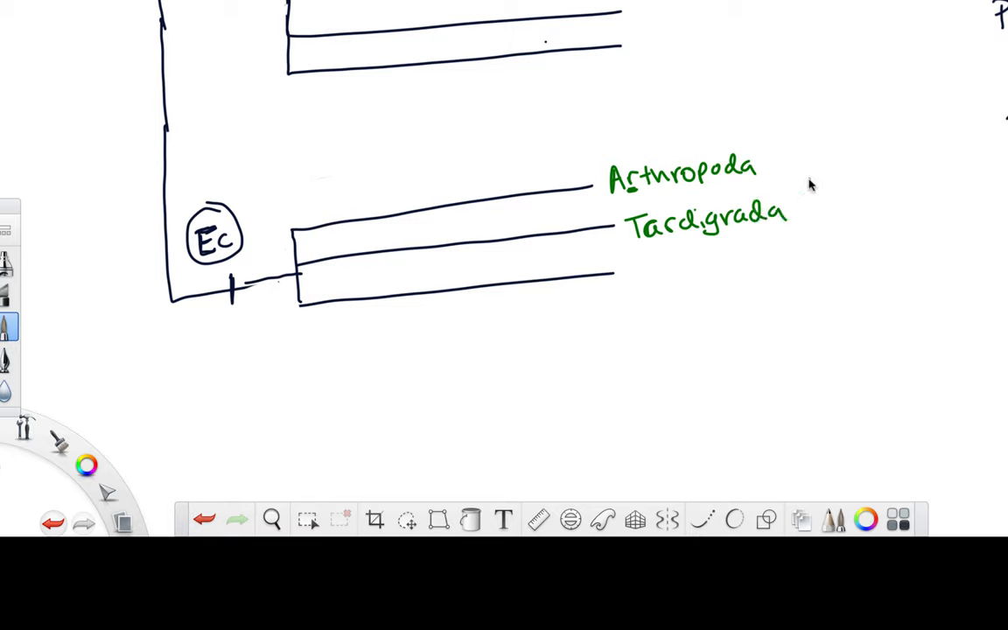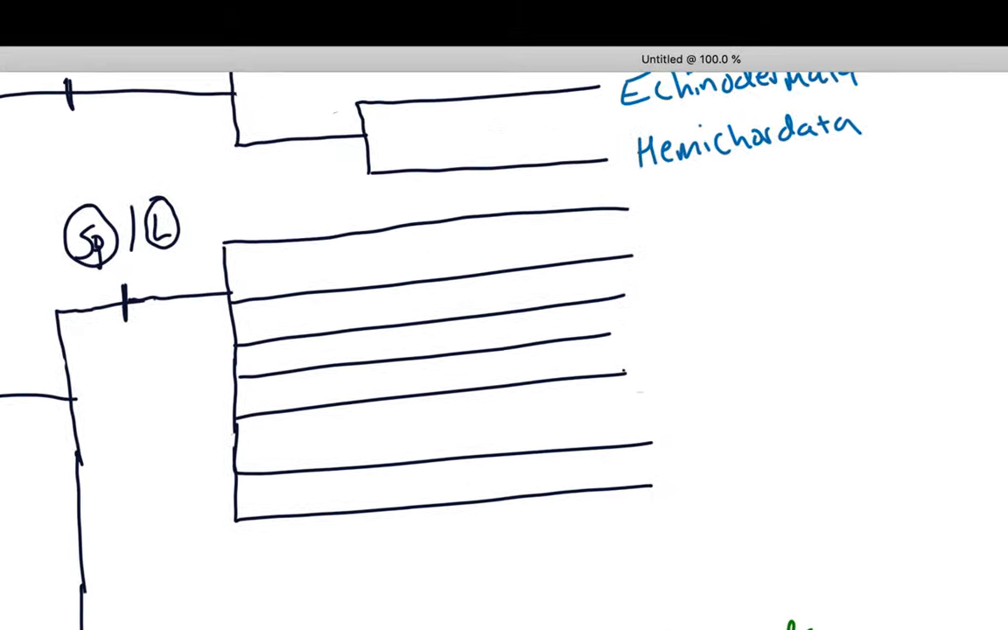Tardigrada, tardigrades, or water bears. Those are the ones that can survive in crazy conditions like vacuums and without water for centuries or something crazy like that. And then nematoda, roundworms. Okay. Those are the ecdysozoan groups that I'm going to worry about. And then let's do these groups here. Spiralia. These are in no particular order.